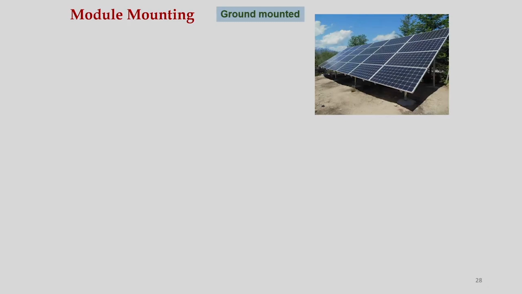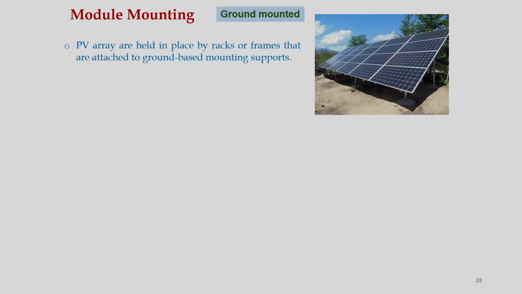For a ground mounted system, as you can see, we need to have a strong structure to hold this entire PV panels and other components. Then how can we define it? This PV array is held in place by racks or frames that are attached to ground based mounting supports. Again we have to do some civil work. Cement and other things you need to apply, then we have to have a pole, then a strong foundation needs to be made. So, that involves a lot of cost.